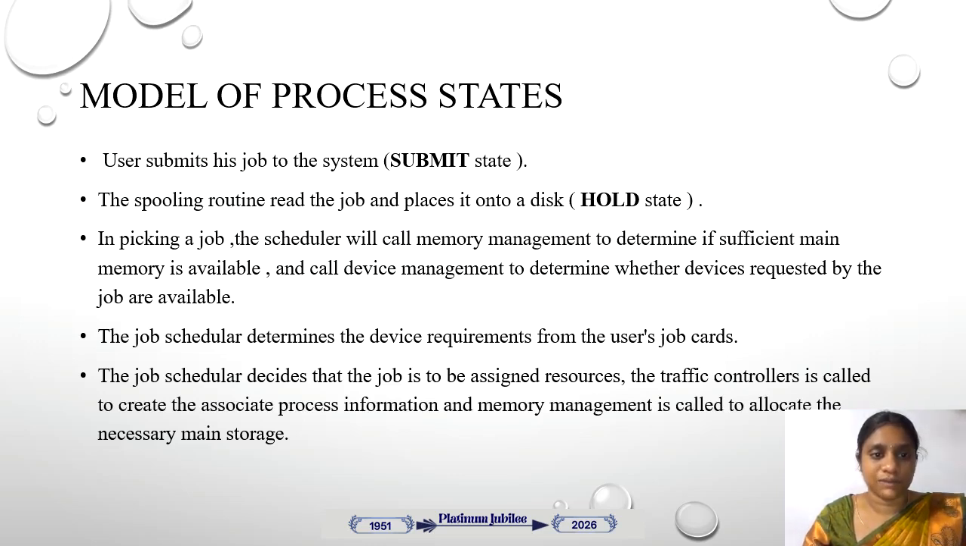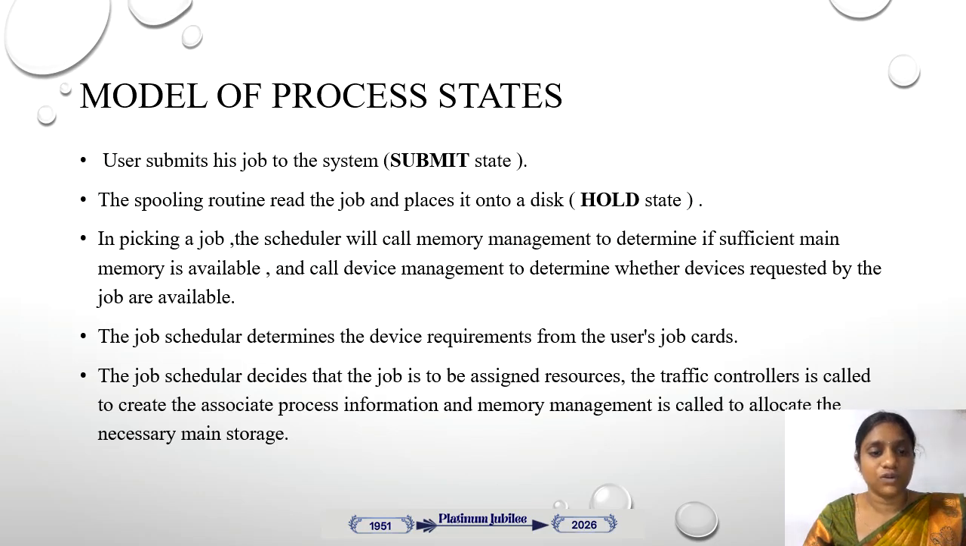First, the user submits his job to the system. Submit state. The spooling routine reads the job and places it onto a disk; this is the hold state. In picking a job, the scheduler calls memory management to determine if sufficient main memory is available, and calls device management to determine whether devices requested by the job are available. The job scheduler determines the device requirements from the user job cards, and decides that the job is to be assigned resources.